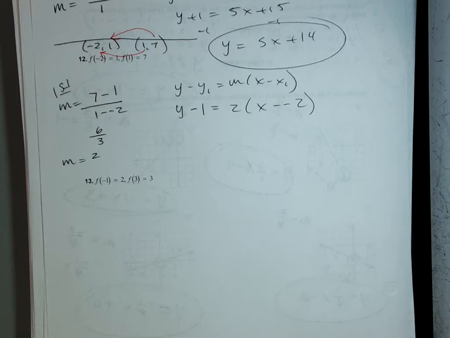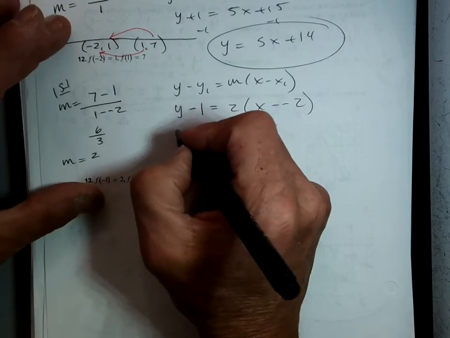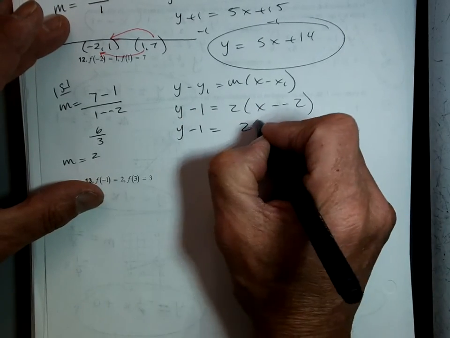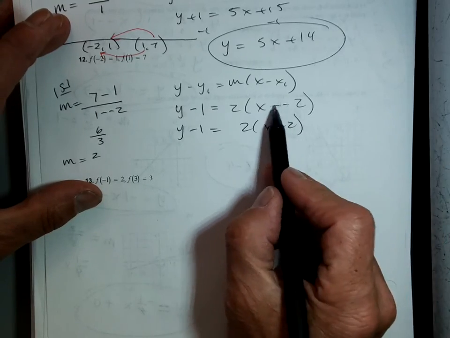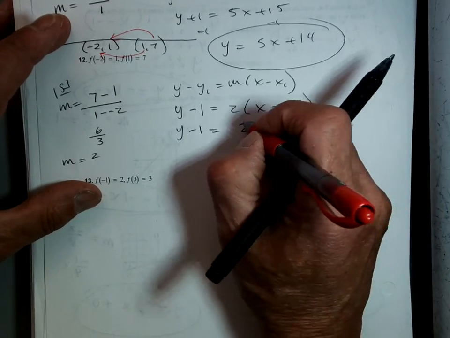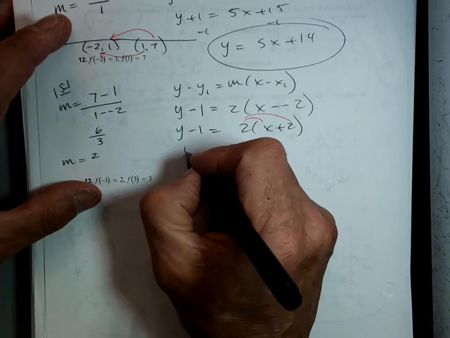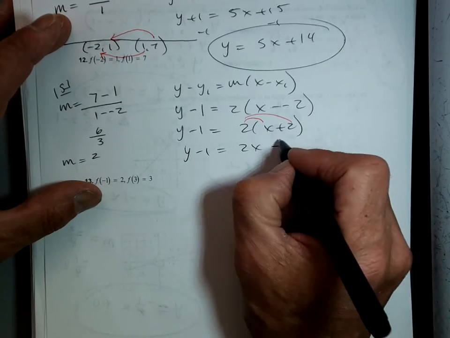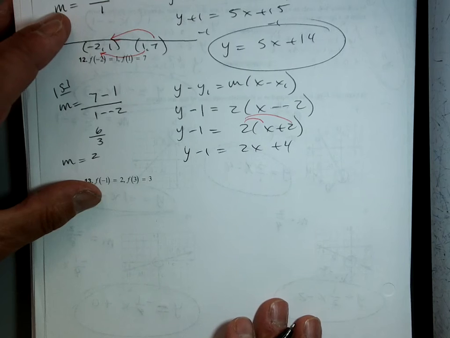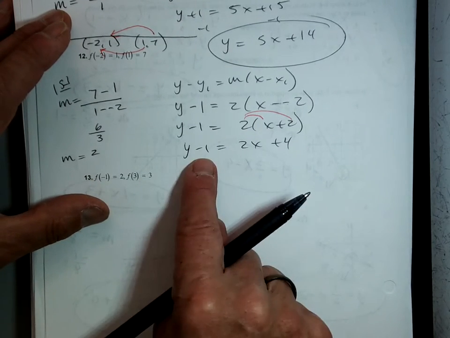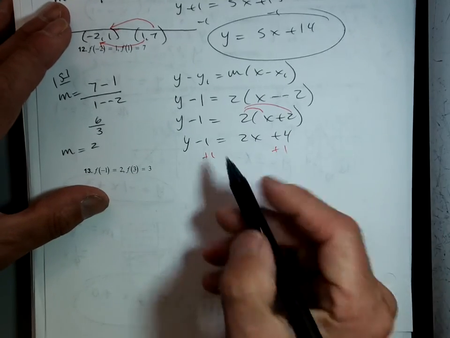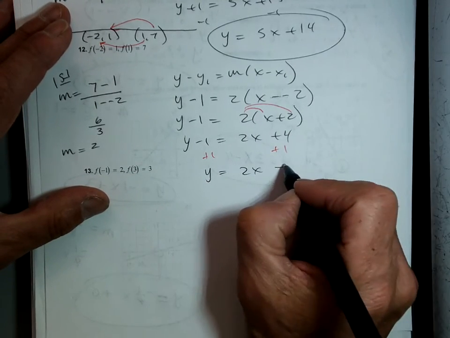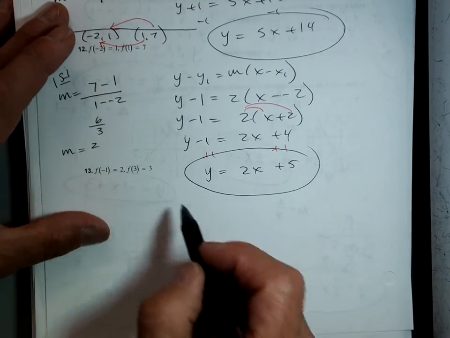You're way ahead. Yes. Okay, so now the third step is to tidy it up. I got a y minus 1 equals a 2 times an x plus 2, yeah, because I got the double negative. Let's distribute, and I'm going to get a y minus 1 equals a 2x plus 4. Nice job, Alonzo. Totally right. Plus 1, plus 1. I heard y equals 2x plus 5.